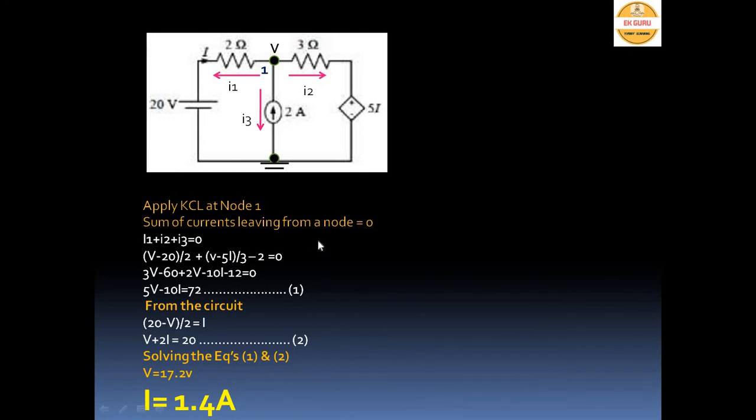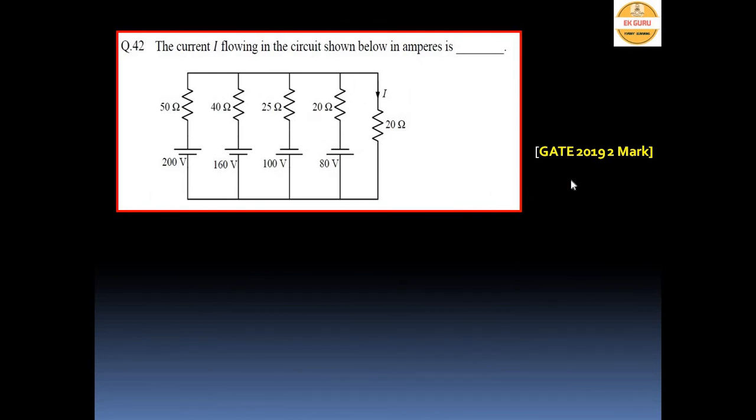So like this, we can solve the problem by using node analysis. And then we will see another problem that was asked in the same year, GATE 2019, in the electrical engineering stream, but for 2 marks. So that also we can solve easily by using nodal analysis. Here it is asking about the current flowing through the 20 ohms resistance. So the same procedure will apply here.